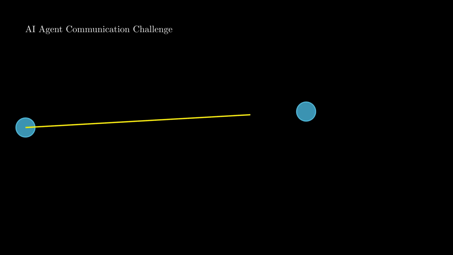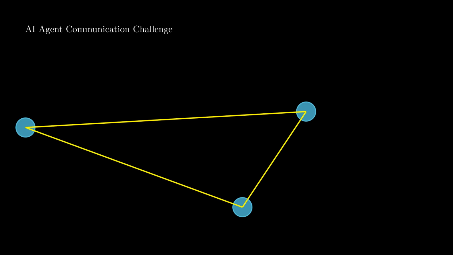When AI agents need to collaborate, start simple. Two agents exchanging information works perfectly through a single connection. Add a third agent, and we have 3 connections to manage. Still manageable, but notice the pattern.